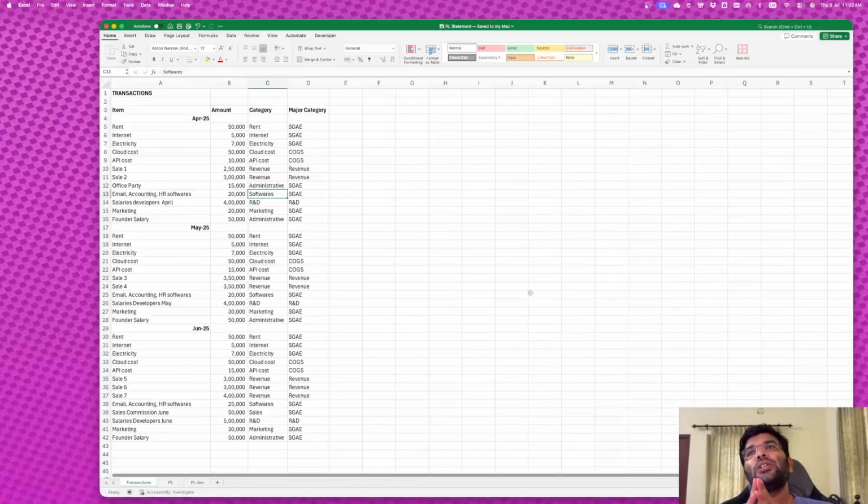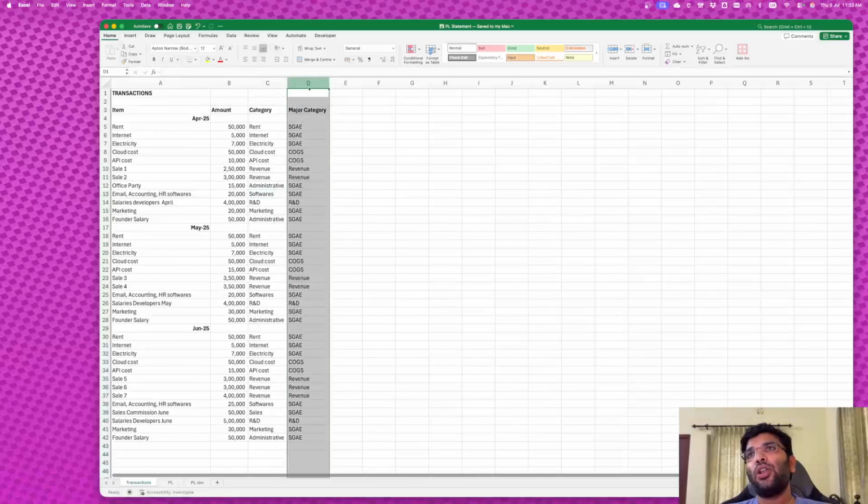The developer salaries are typically marked as R&D because they are developing products for you. It's a part of your future investment. Marketing is straightforward. Founder salaries either fall under administrative or R&D, depending on what nature of work they do. If you're a founder and you're writing the code yourself, your salary could fall under R&D. And if you are doing other activities, let's say you are actively managing the company, you are doing sales and everything, you could put it under administrative. So it depends on what task you do in the company.